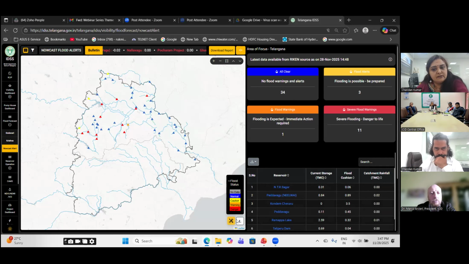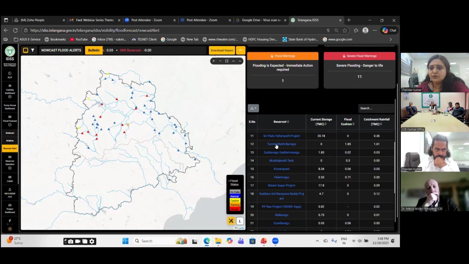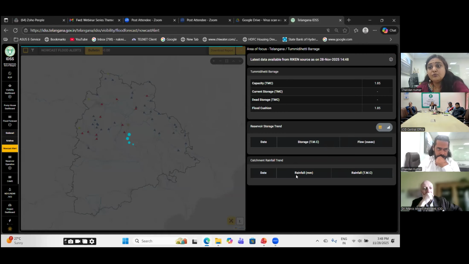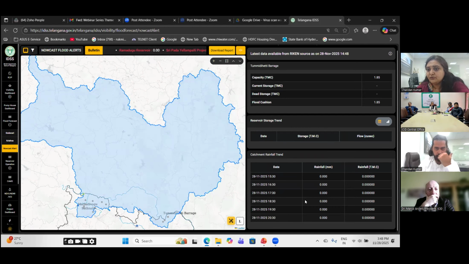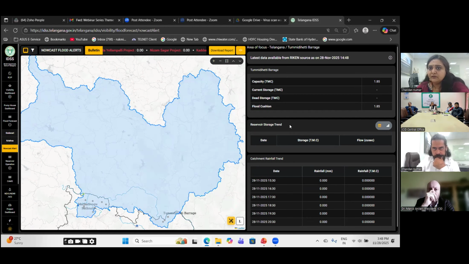So you can see here, this is a normal, caution, warning, and danger. So flood warning is being given for one. It has already been given for Reservoir Lower Manier, and there are 17 severe flood warnings which can be danger to life. That also is being provided here. So this is very useful information. If you want to get more information at the basin level, you can click on that particular reservoir and get its capacity, and also you can predict the rainfall and the flow over there.